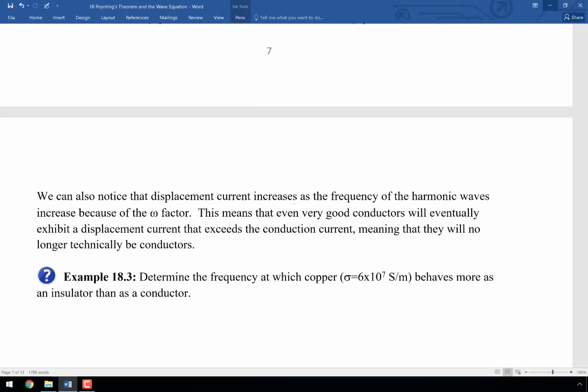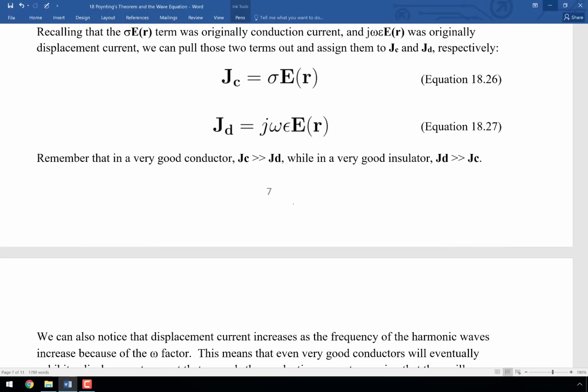We're also going to notice that displacement current increases as the frequency increases. Notice that up here, there's an omega dependence. This omega dependence in the displacement current means that as the frequency of those sinusoidal waves increases, the displacement current is going to increase. The conduction current is going to remain the same.